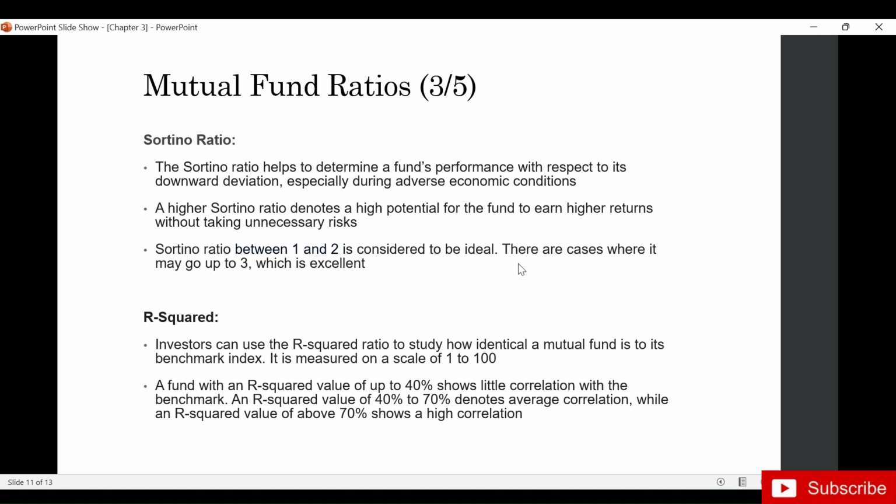So if a mutual fund's R squared value is below 40%, it means that the mutual fund has little correlation with its benchmark. If a mutual fund has an R squared value between 40% and 70%, it denotes average correlation with its benchmark. Whereas if the R squared value is greater than 70%, then it means that the mutual fund has a high correlation with its benchmark.